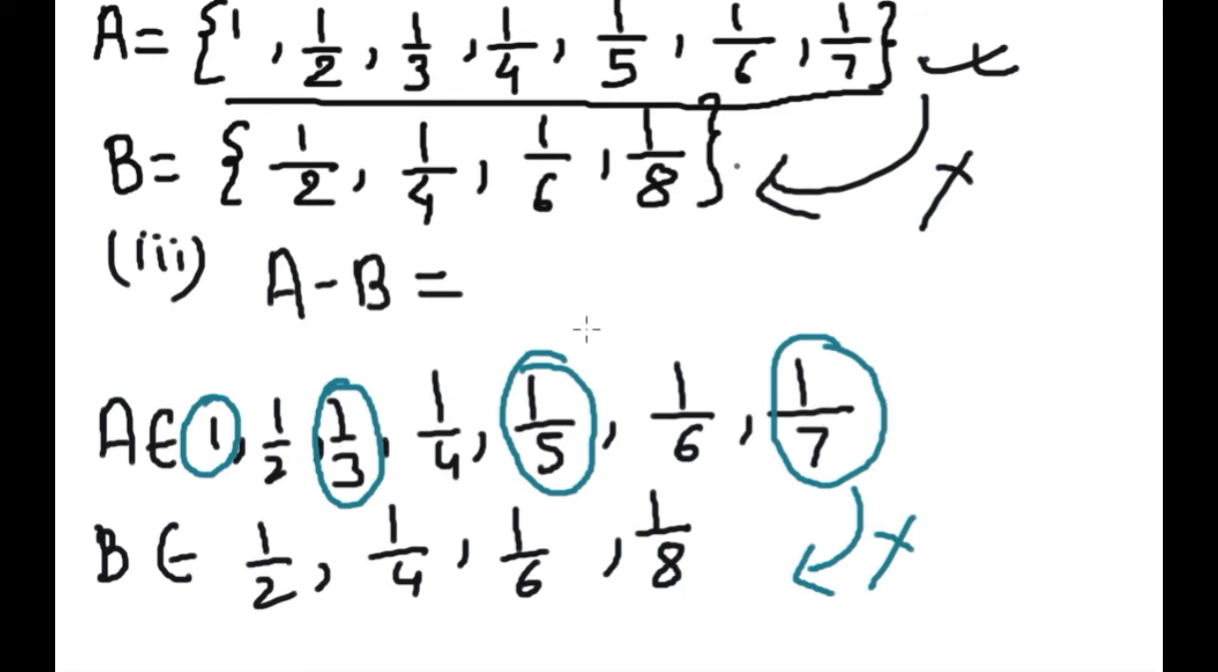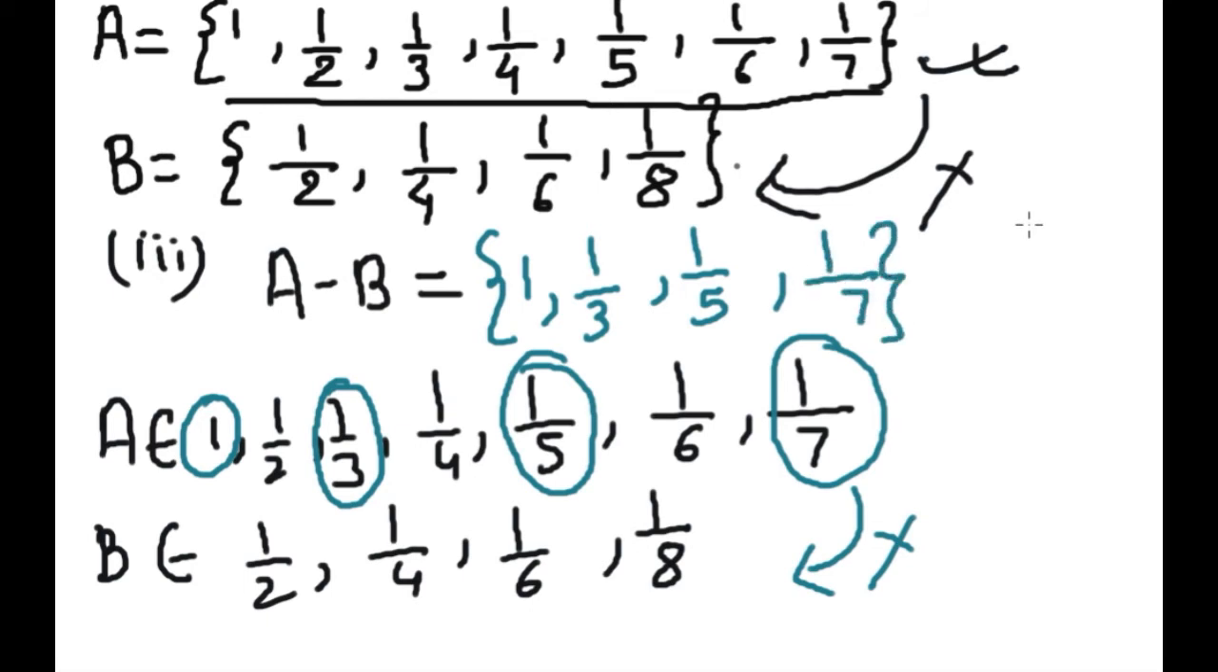तो इन चारों elements को मिला के एक set बनाएंगे. 1, 1 by 3, 1 by 5 and 1 by 7. Set बनाएंगे और ये होगा हमारा A minus B. A minus B का मतलब A का वो element जो कि B में नहीं है, उनको मिला के एक set बनाते हैं जिसको कि हम A minus B बोलते हैं.